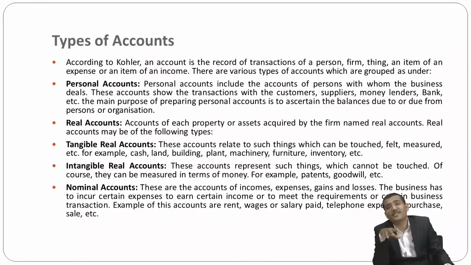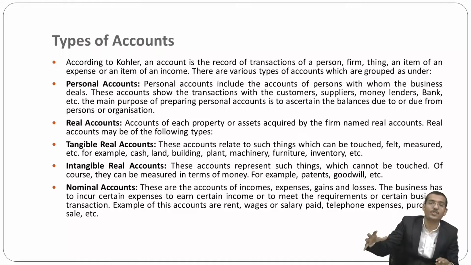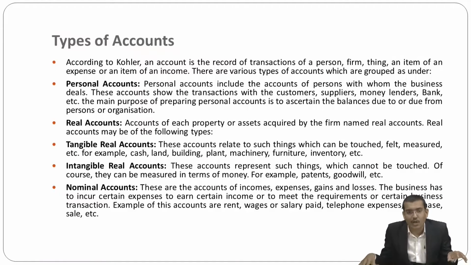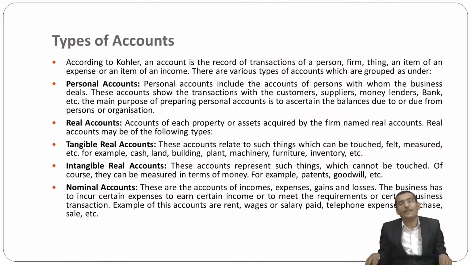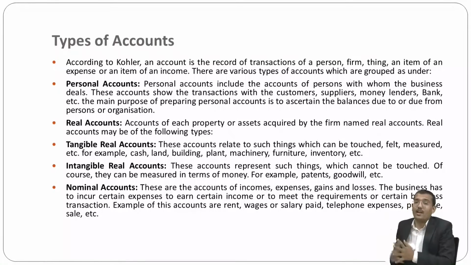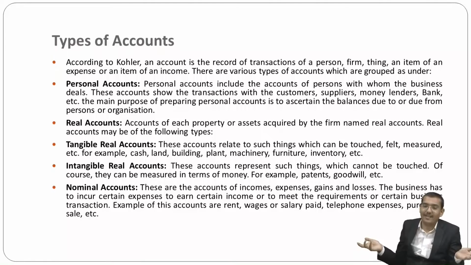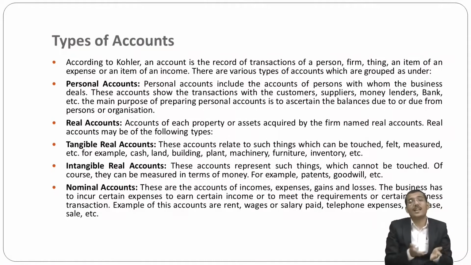Then intangible. These accounts represent things which cannot be touched, felt, or physically measured, but can be measured in terms of money. I'm not talking about physical measurement; I'm talking about measurement in money. So ultimately this is justified as an intangible real account, such as goodwill, patent, copyright, etc. These are all intangible real accounts.